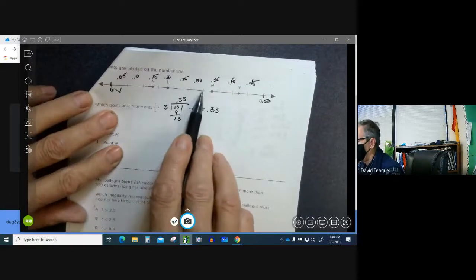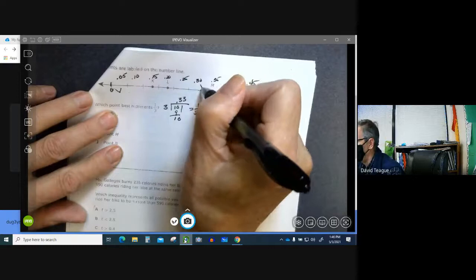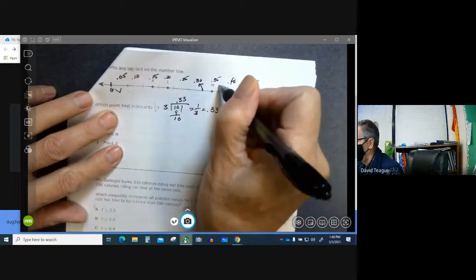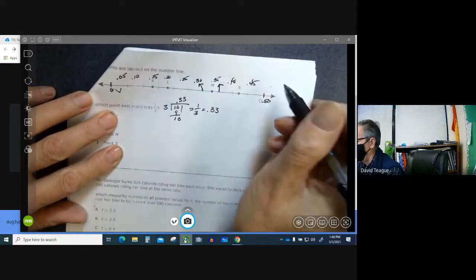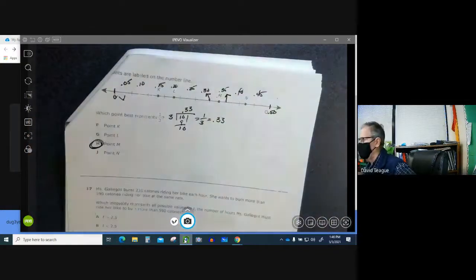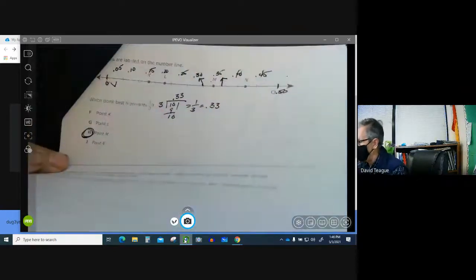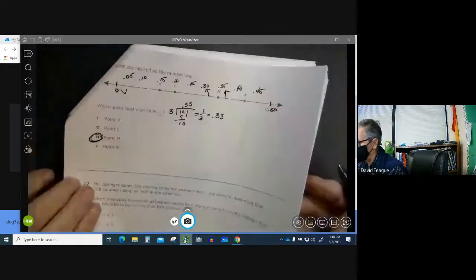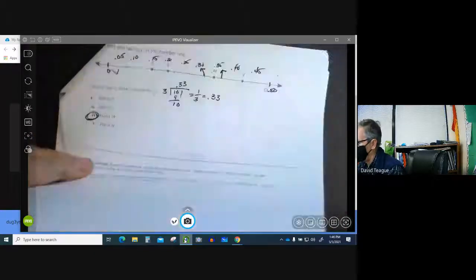So this line is 0.33. This point is 0.30. This point is 0.35. So it has to be M. So it's H. Okay. So that's 16. Okay, now let's go find 6.